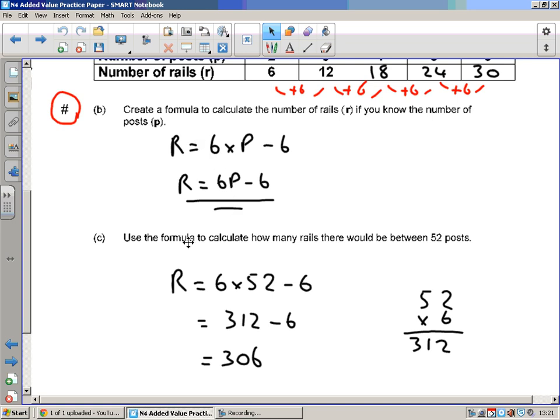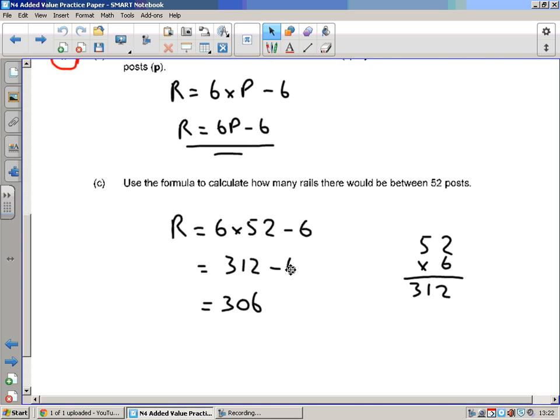You must use the formula, you can't just write down the answer, you've got to show that you're using the formula to calculate how many rails there would be for 52 posts. Remember, P is how many posts we have. So the number of rails would be 6 times 52, subtract 6, just substituting it into this formula up here, which is 312 subtract 6, which is 306 rails.